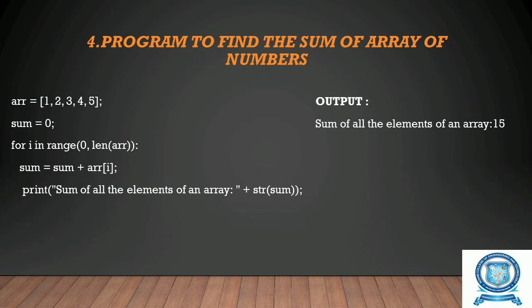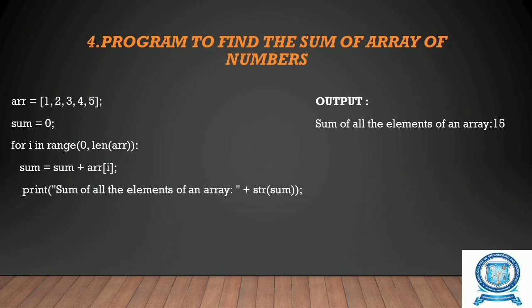Then we are going for the for loop. So for i in range of 0 comma length of array, so that these are given as the for variables. Okay, so then sum is equal to, we are taking that value, that is for loop is from 0 to the length of the array.